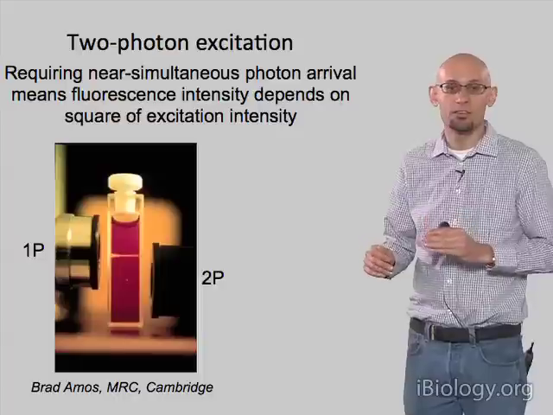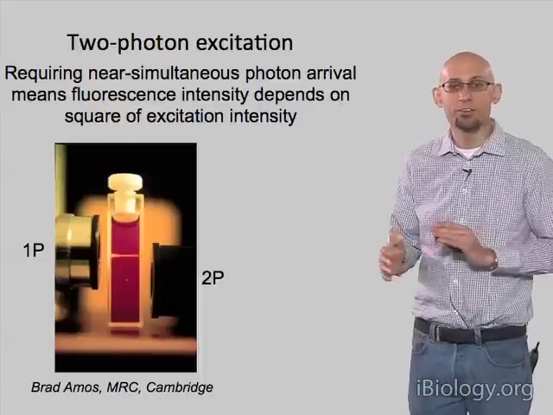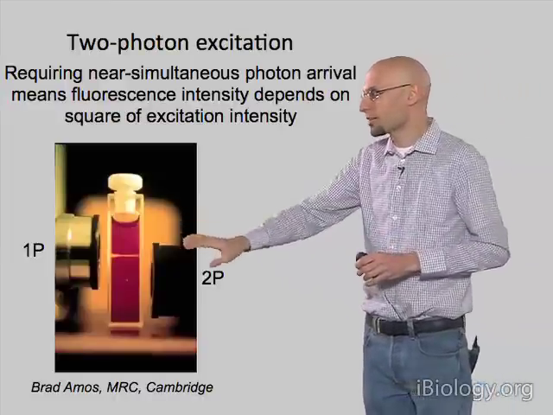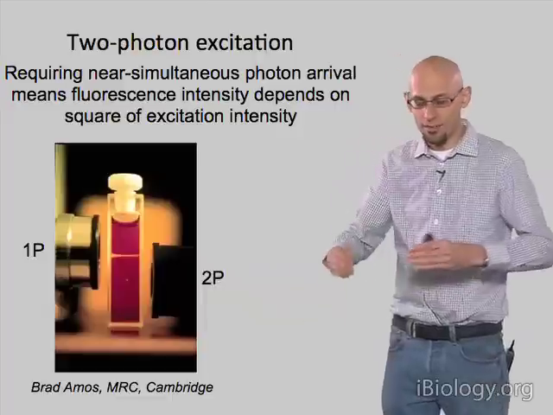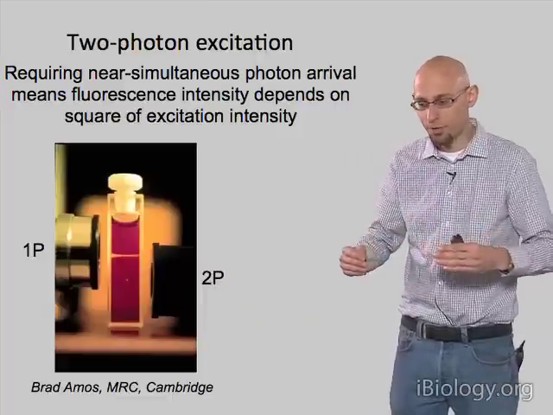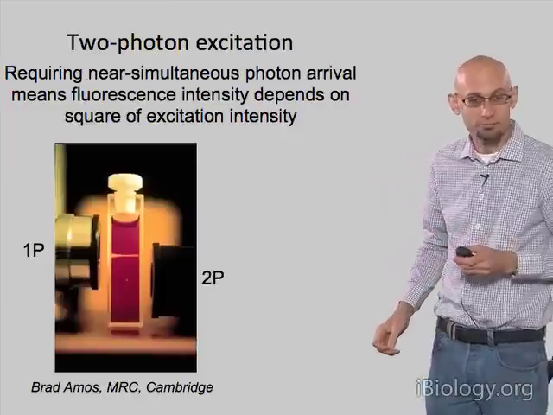And so it's the only place where the laser intensity is strong enough to give rise to that near simultaneous absorption of 2 photons. So because we depend on the square of the excitation intensity, instead of seeing this hollow cone of light illuminating our sample, we get only excitation from the tight focus where it's most intense.